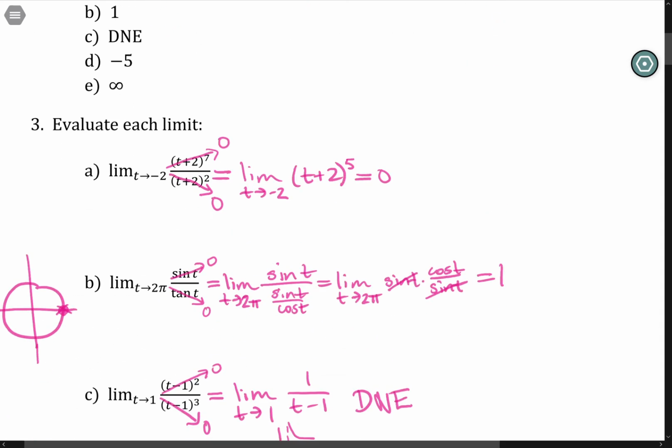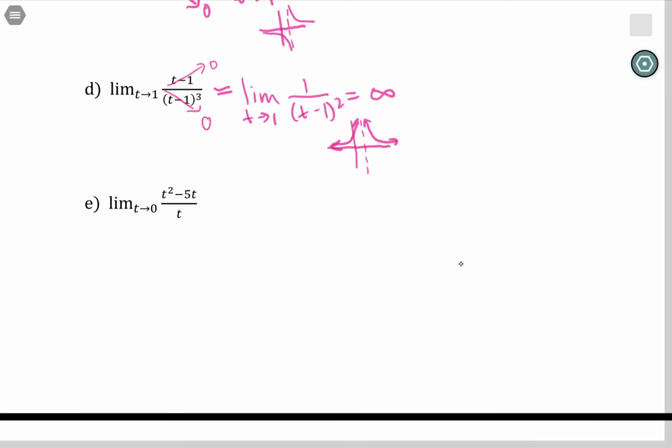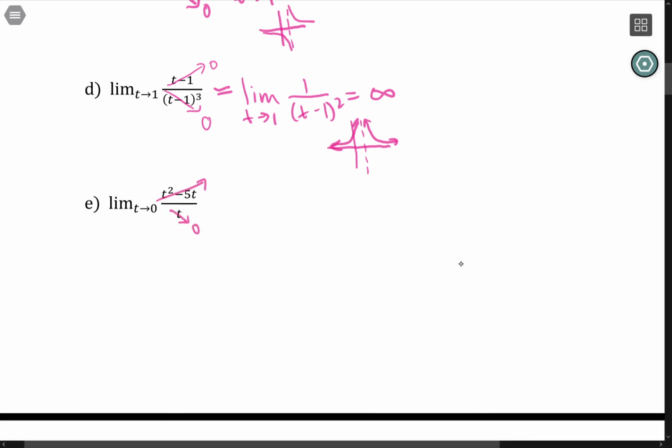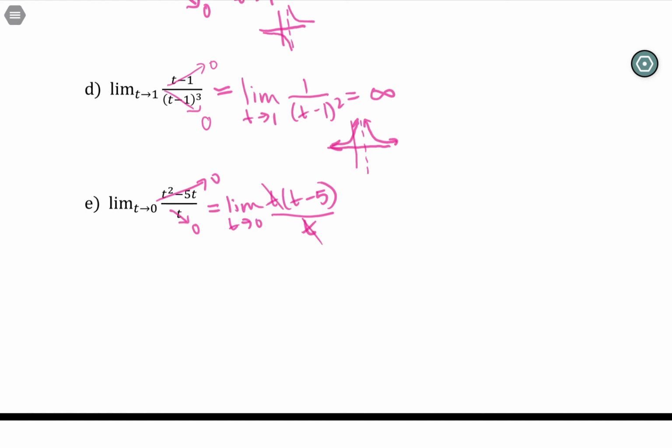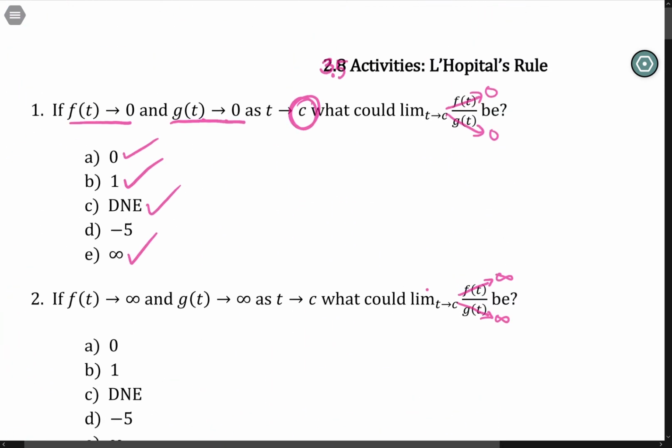Okay, last one on this. As t approaches 0 in part E, we get another of those 0 over 0 limits. I can use a little algebra here because I can factor a t out of the top. T minus 5, t. And then we can cancel that t out, and now I can actually plug in 0. And when I'm all done, I get a negative 5. Oh, I'm so tricky. I mixed up the order, but there it is. If you thought the answer was D, you are correct.